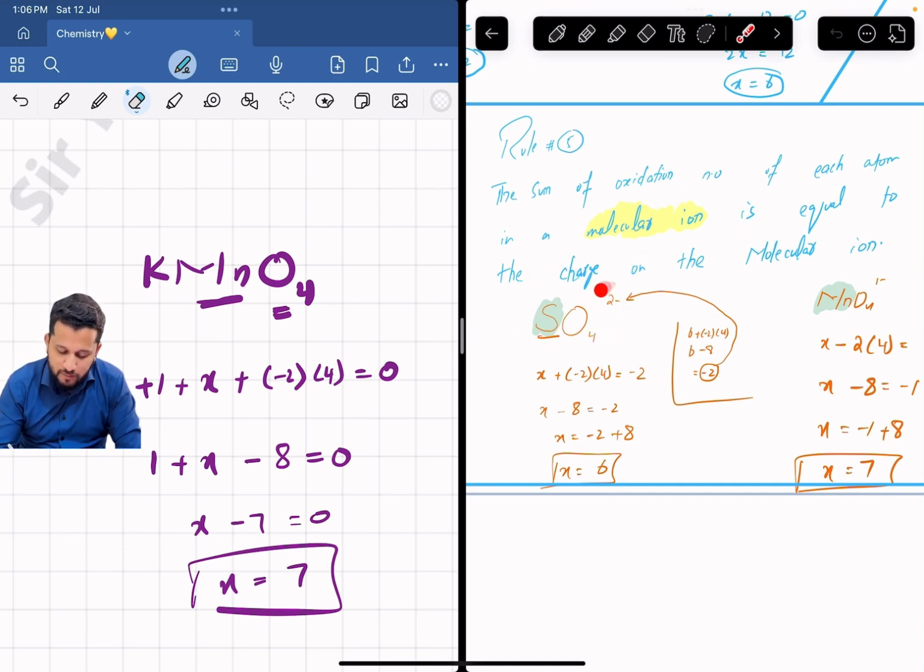So we have a group of atoms having a charge on it, we can say that this is the molecular ion. The sum of oxidation numbers in a molecular ion is equal to the charge on the molecular ion. Now it is not equal to 0, it is equal to the charge on the molecular ion. So we can't say that this 2 minus belongs to oxygen or sulfur. When we sum up the oxidation numbers of these elements in a molecular ion, that sum is equal to the charge on the molecular ion. So the charge is 2 minus, because of sulfur and oxygen.